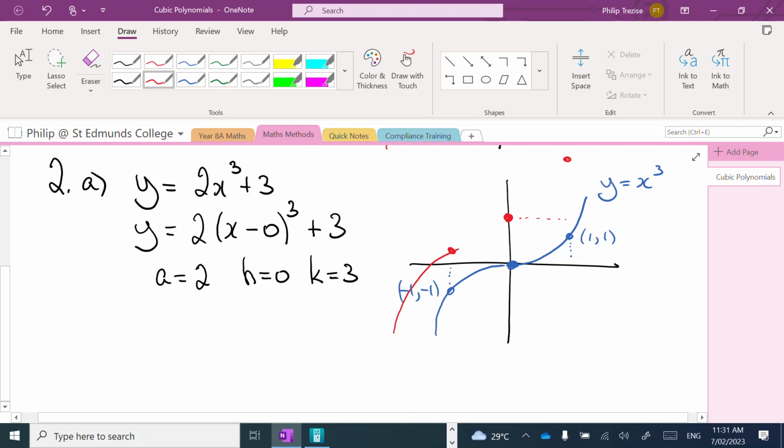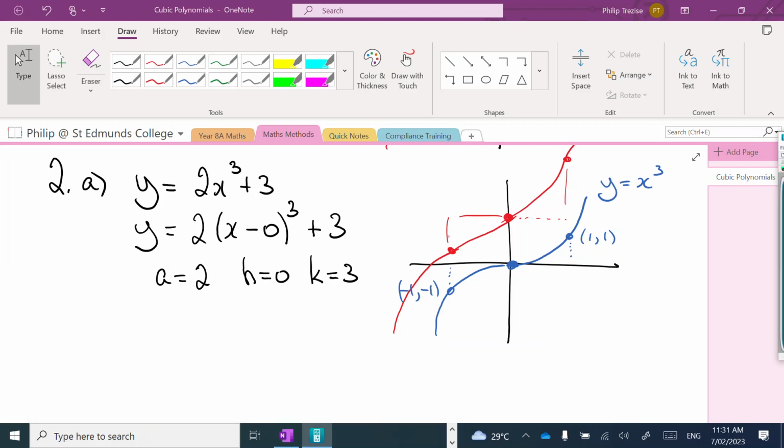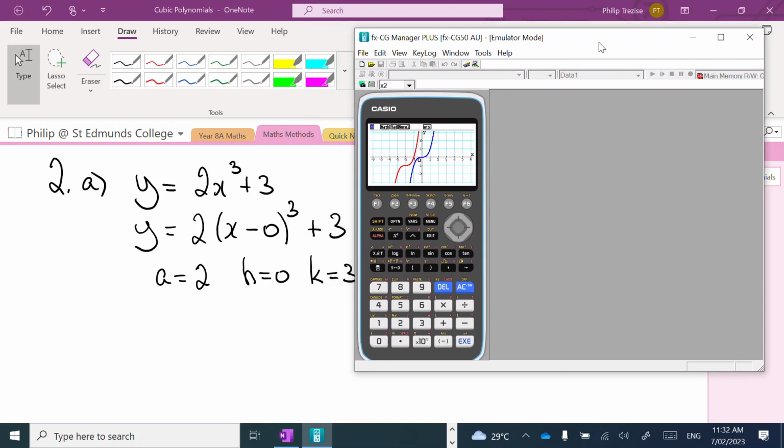So this cubic, apart from being translated, it's also going to display some sort of a vertical dilation, vertical stretch. It's a pretty rough diagram. We'll get a much better impression if we use technology to sketch that.